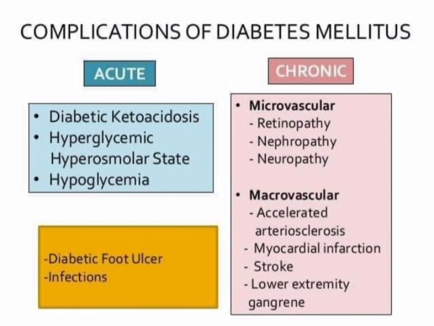Now, about the macrovascular complications of diabetes mellitus, this includes accelerated arteriosclerosis, myocardial infarction, stroke, lower extremity gangrene, and diabetic foot ulcer and infections. These are also complications of diabetes mellitus.